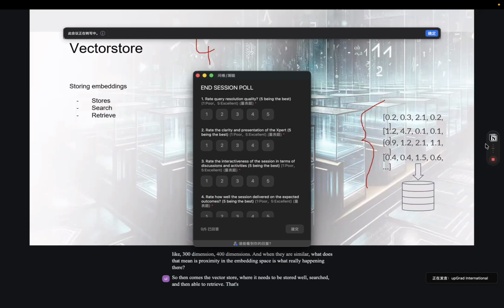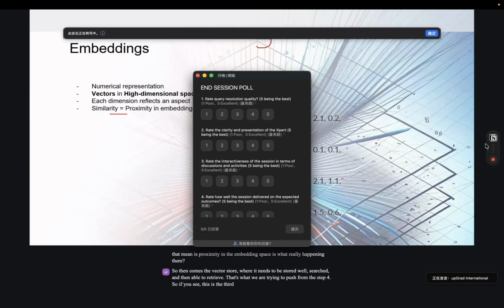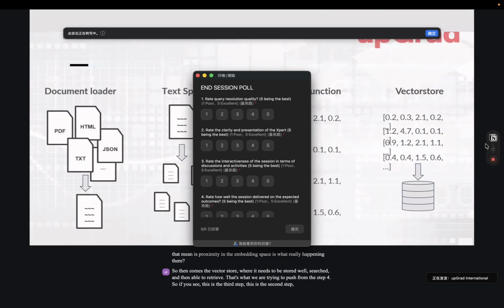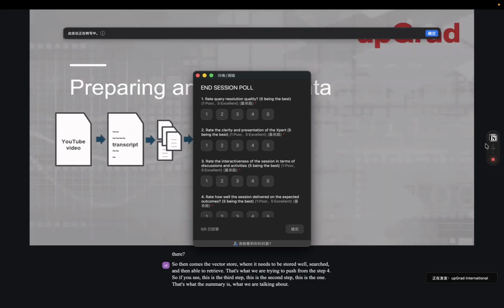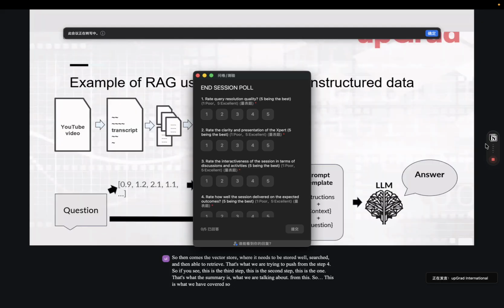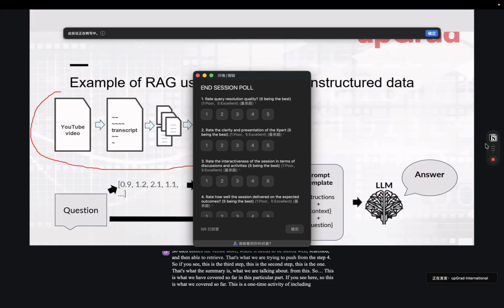That's what we are trying to push from step 4. So if you see, this is the third step, this is the second step, this is the first. The summary is what we are talking about from this. This is what we have covered so far in this particular part. This is a one-time activity of including this. Now let's see the next part and then proceed further.